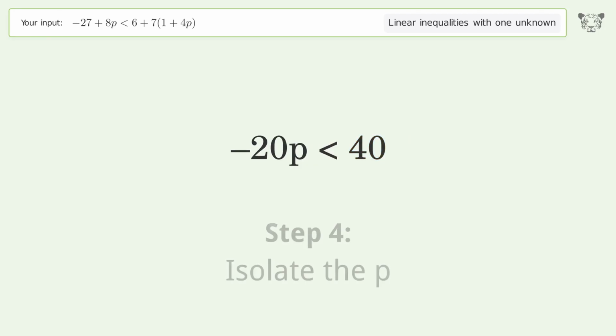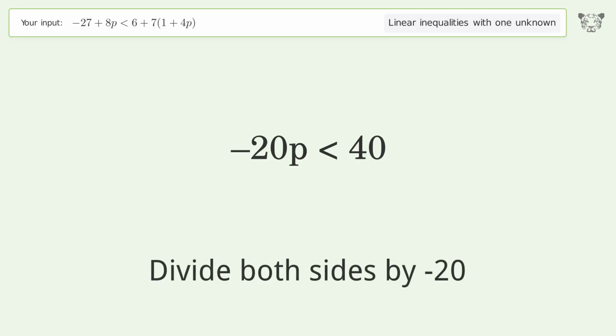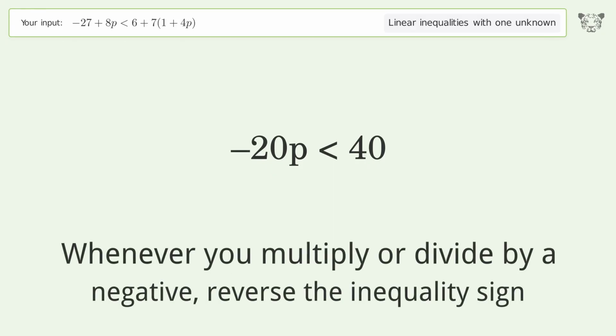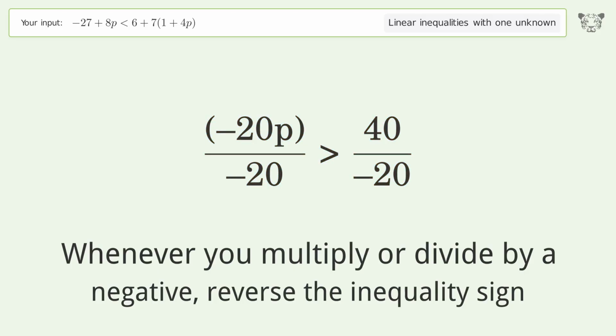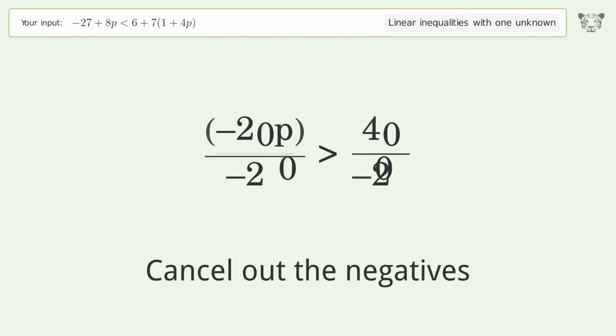Isolate the p. Divide both sides by -20. Whenever you multiply or divide by a negative, reverse the inequality sign. Cancel out the negatives.